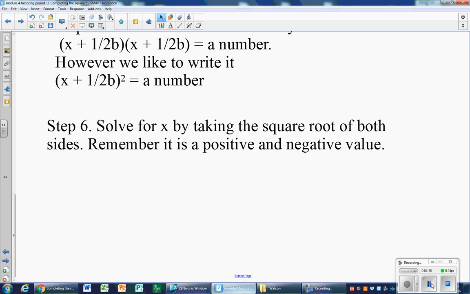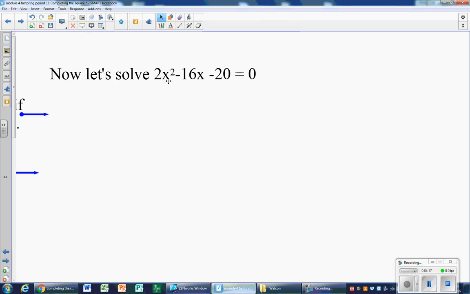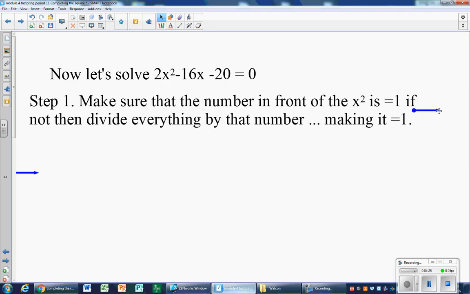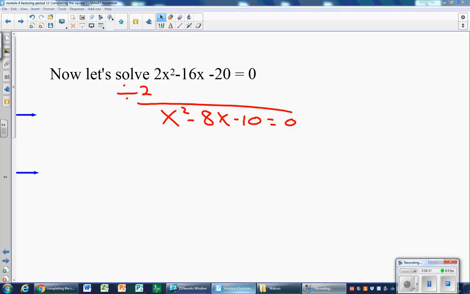So now let's go over an example. We're solving 2x squared minus 16x minus 20 equals 0. Step number 1. Make sure that the number in front of the x squared is a 1. If not, then divide everything by that number, making it a 1. If there was a number over here, I would also divide it by 2. So 0 divided by 2 is 0.